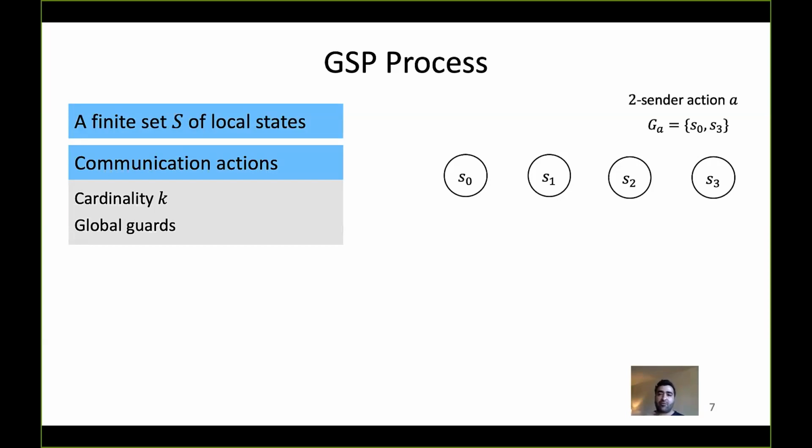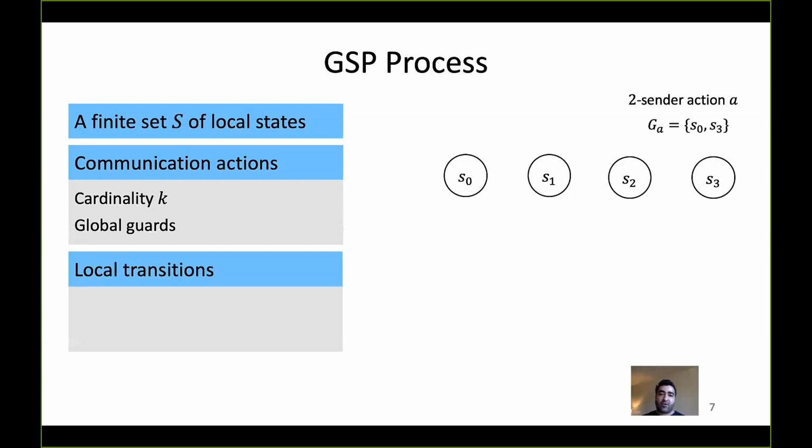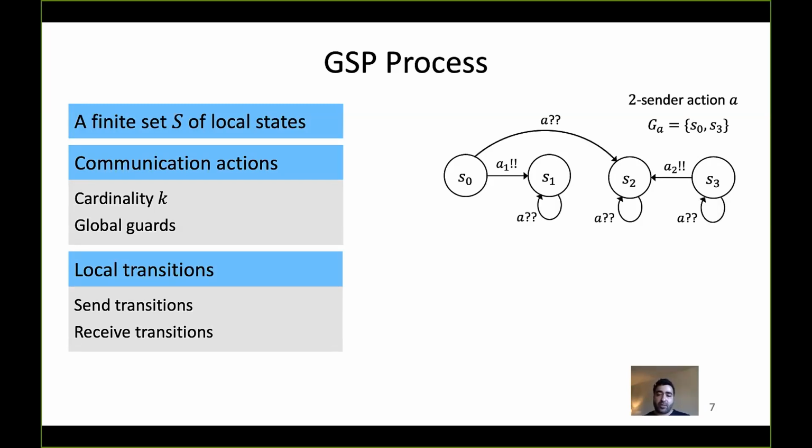For example, we have this action A that is a two-sender action and has the associated guard that is the set S0 and S3. And finally, each communication action is associated with a set of local transitions, both send transitions taken by the sender and represented with the double exclamation mark as shown in the figure, and receive transitions that are taken by the receivers and are represented by the double question mark as shown in the figure.